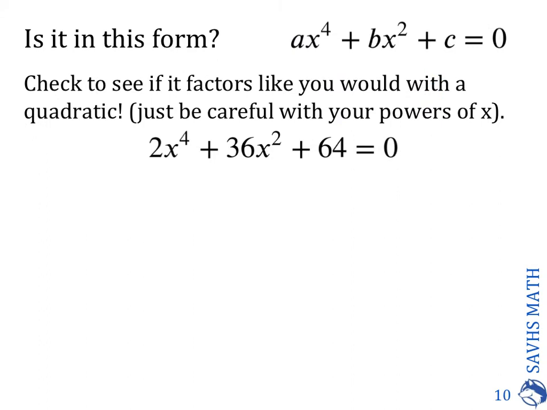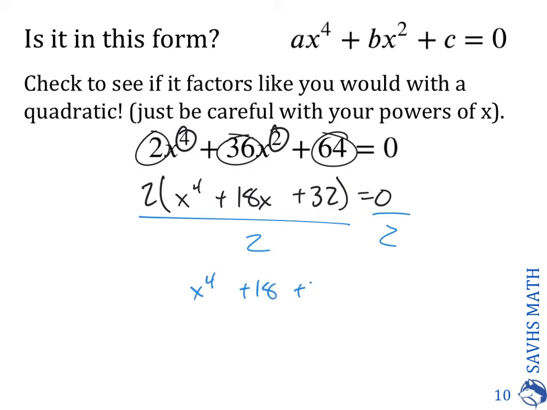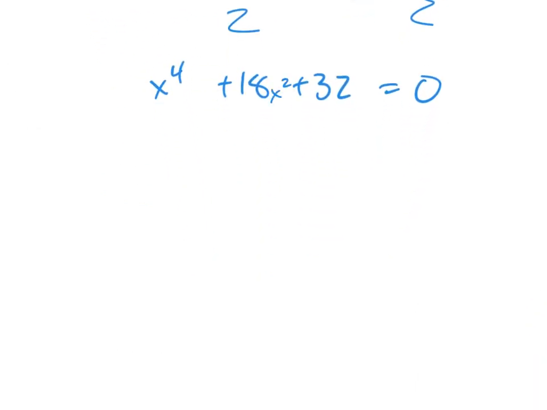The next thing that you might see is something that is factorable, but it has an x to the 4th and an x squared. The first thing that I notice here is that I have a common term. I have a 2 in all of these because they're all even, so I can factor it out and then divide by it on both sides. And I get x to the 4th plus 18x squared plus 32 equals 0. Now I can factor this thing.